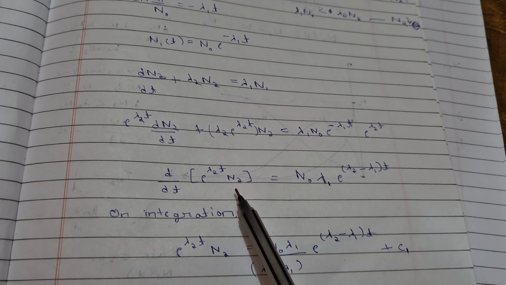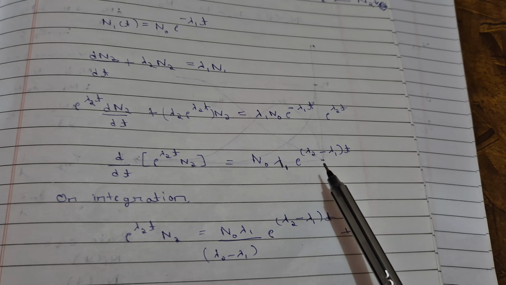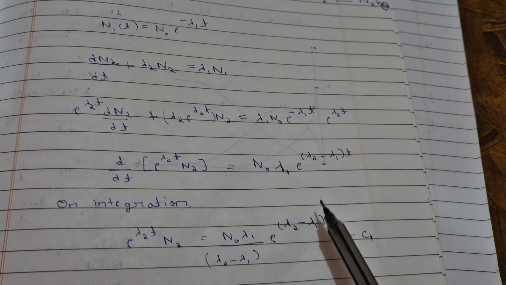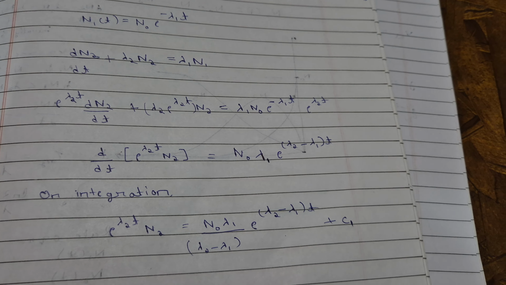Now we need to integrate, so this becomes exponential lambda 2 t n2, and integrating this will give you a lambda 2 minus lambda 1 factor here. You know how to integrate, and since there is no limit, we have to take the constant of integration also.